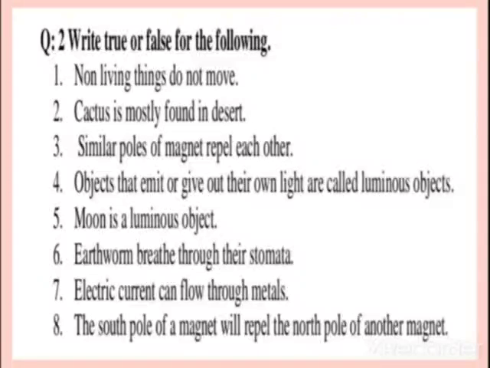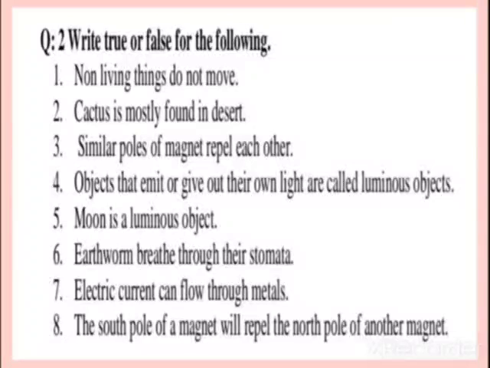Objects that emit or give out their own light are called luminous objects. Again here two types of objects, luminous objects and non-luminous objects. Luminous objects emit or give out their own light, and non-luminous objects do not emit or give out their own light. So objects that emit or give out their own light are called luminous objects. That is also correct. It means true.